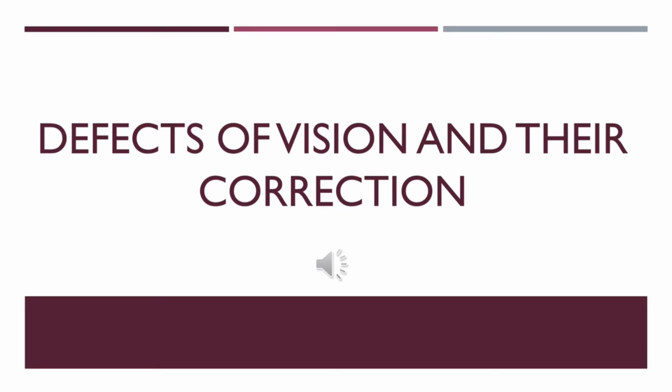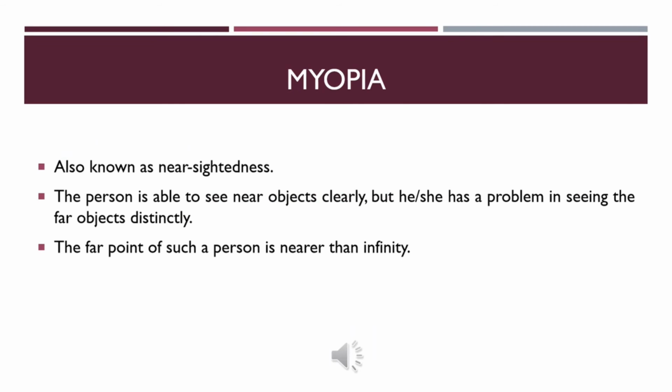Coming on to the defects of vision and their correction, let us discuss this topic. The first defect is myopia, which is also known as nearsightedness. In myopia, the person is able to see near objects clearly, but has a problem in seeing far objects distinctly. A person can see a thing that is kept in front of him or her, nearby. But if he has to see something 1,000 centimeters away, or 10,000 centimeters, he or she is not able to see that thing properly due to this condition.